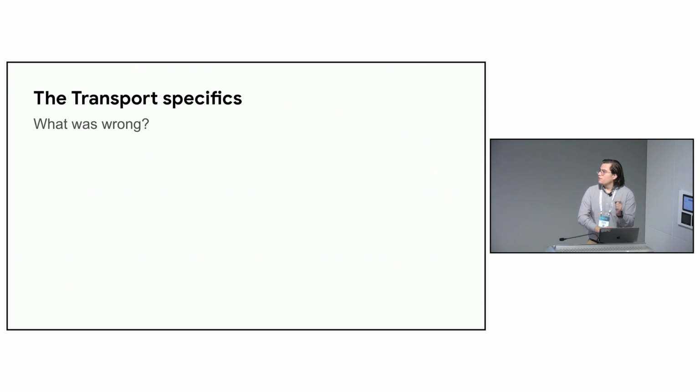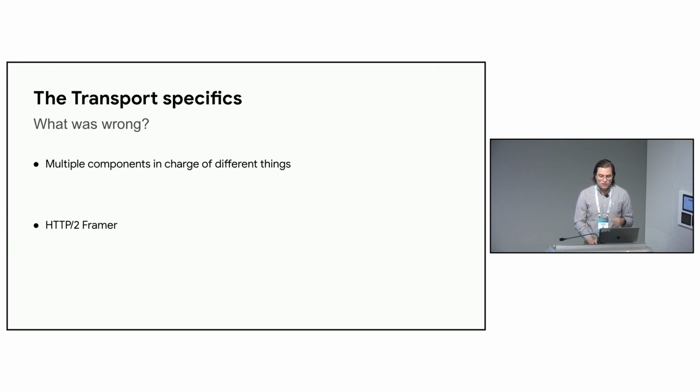Talking about the specifics of the transport, we're going to look at the HTTP2 framer. The transport has multiple components in charge of different things like flow control and stream management, amongst other things. However, my project revolved around the HTTP2 framer. The HTTP2 spec works by sending what we call frames, which are the most basic unit of communication in the HTTP2 spec. We call the piece of code that's in charge of making these frames the framer.